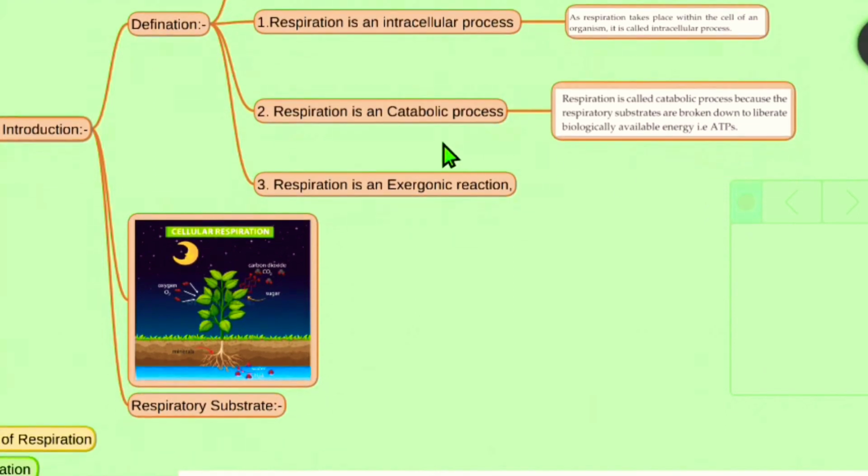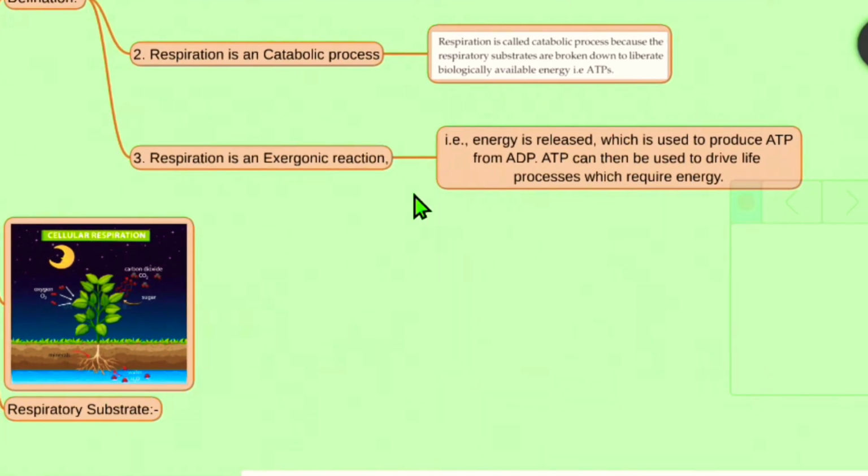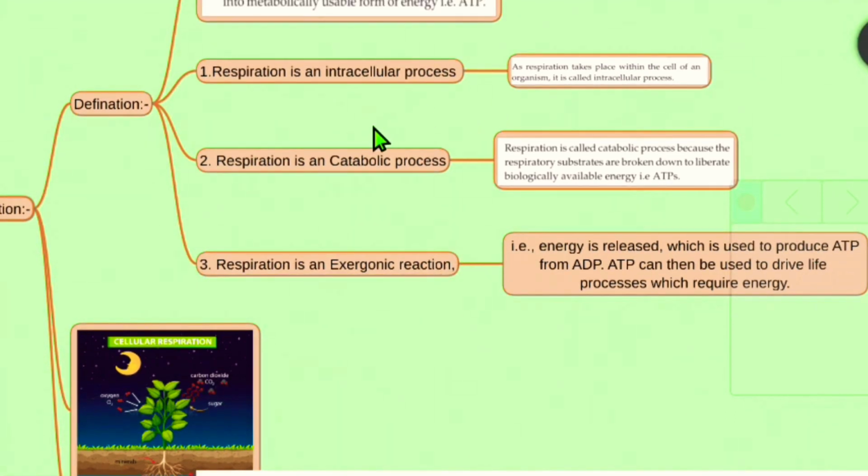And third one is respiration is an exergonic reaction. See here, the respiration is an exergonic reaction. It means the energy released is used to produce ATP from ADP, and ATP can then be used to drive life processes which require energy. So the three main points here: respiration is an intracellular process, a catabolic process, and an exergonic reaction.